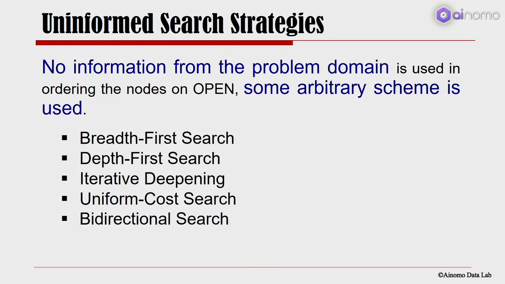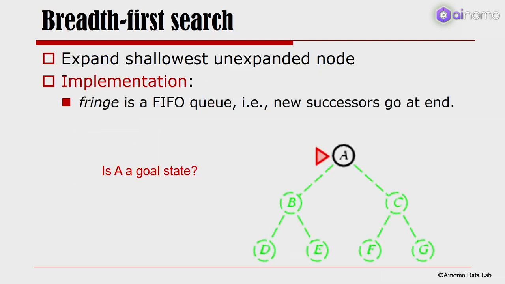So in uninformed search strategies, we do not have information from the problem domain, and that is how we order the nodes in open using some arbitrary scheme. Today we will look at these 5 uninformed search techniques: breadth first, depth first, iterative deepening, uniform cost search, and bidirectional search. So what is breadth first search? Let's look at it in closer terms by using a real graph here. I have a graph with nodes A, B, C, D, E, F, G.